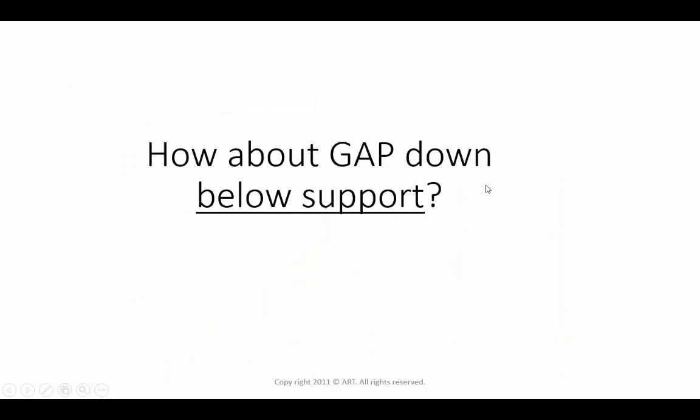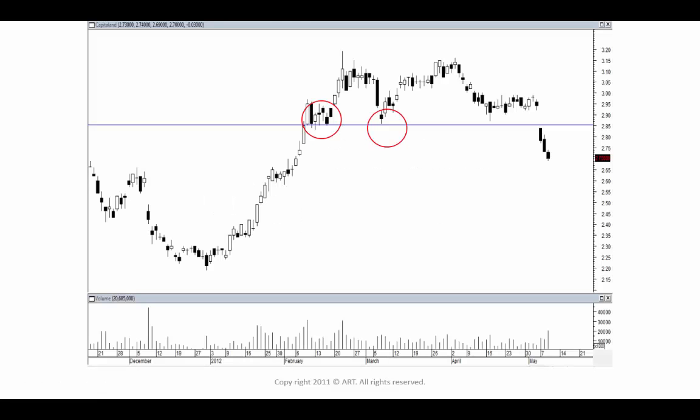What about a gap down below support? When price gaps down below the support, we also expect the price to move down 2 to 3 days in a row. In this stock, this is the support level, and the price gaps down. When that happens, a lot of people think, should I sell or not? For us, once it gaps down below the support, it shows that before the market opened, people were trying to sell at a price much below the previous close.